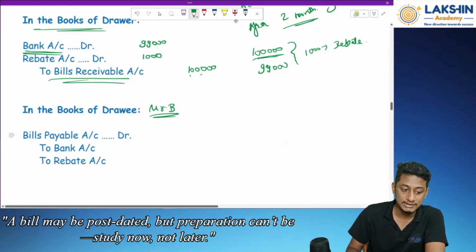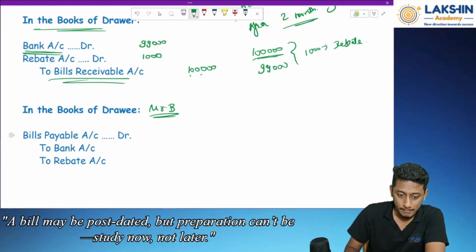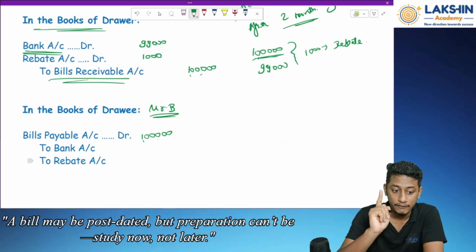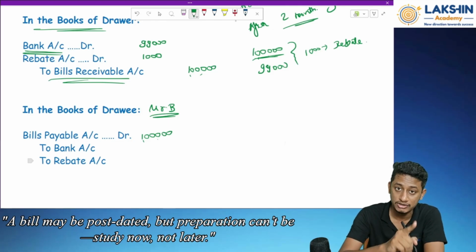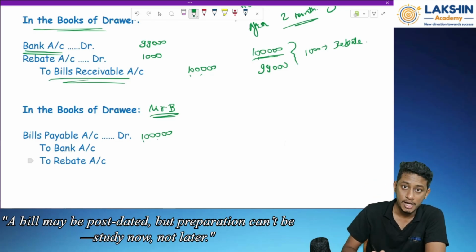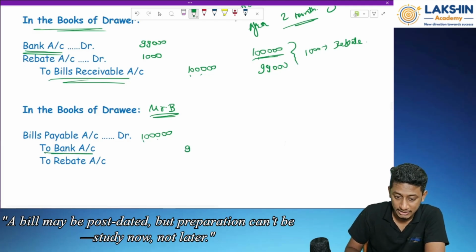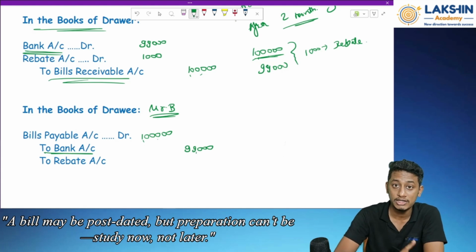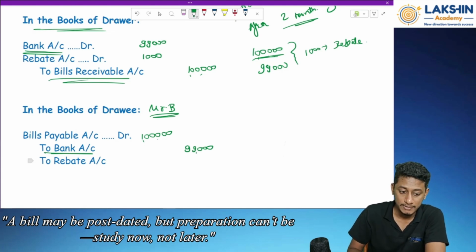what happens? So Mr. B is making the payment for bill payable, that is 1 lakh rupees. 1 month early he is making the payment. So bills payable, whatever was created before, will be cancelled off now. No need of keeping it in my books of accounts. So take it away. Then he is making the payment of 99,000 rupees. So bank account will be created. Then what happens? Rebate account as an income.